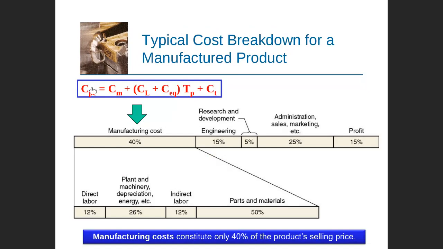This one is leading us to the cost equation. So the cost equation again: CBC equals CM, the material cost, CT, the tool cost, CL plus CQ multiplied by TB. This is the manufacturing cost. If you look at this equation, you can find that this is the manufacturing cost equation. However, there are many other costs, not only manufacturing costs.